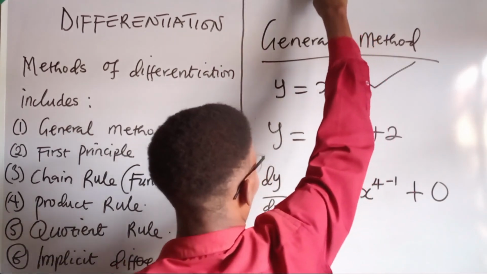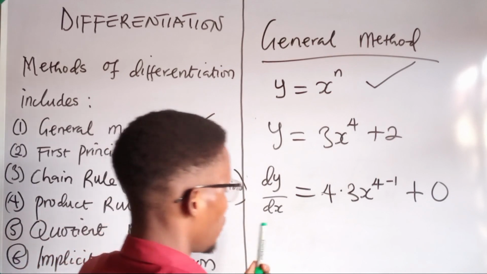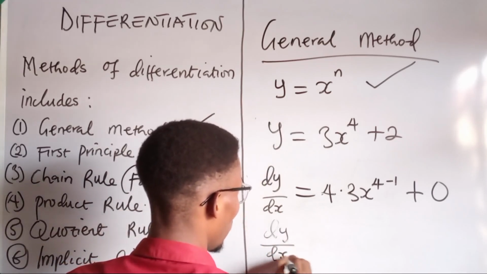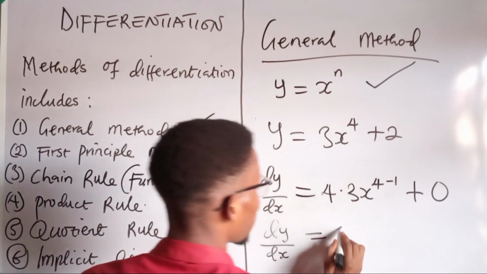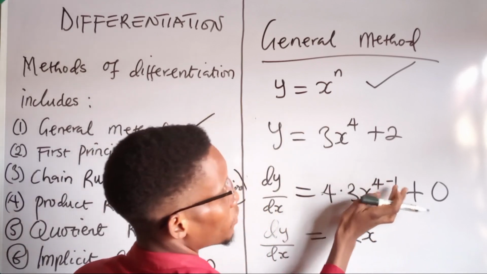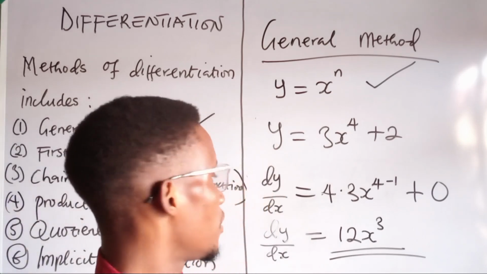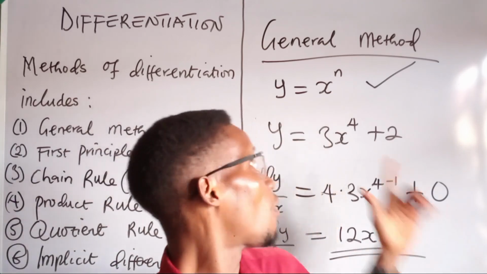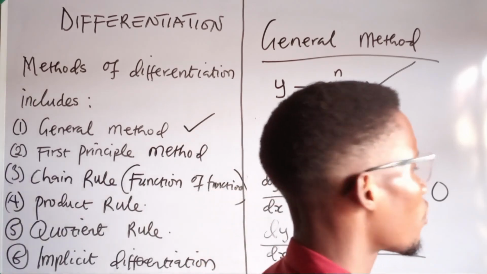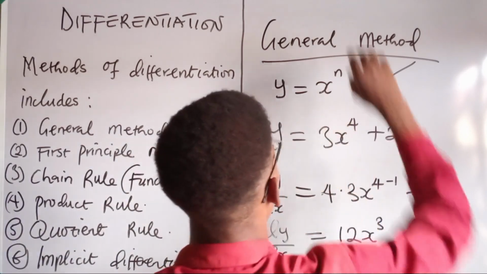Now, having done this, we can see that the value of dy over dx is now equal to 4 multiplied by 3 is 12. Then x raised to 3, that is 4 minus 1 is 3. Then plus 0 is the same as this. So this becomes the value of the differentiation of this particular equation that is given to us. Okay, so let's solve one more example before we conclude for today's class.